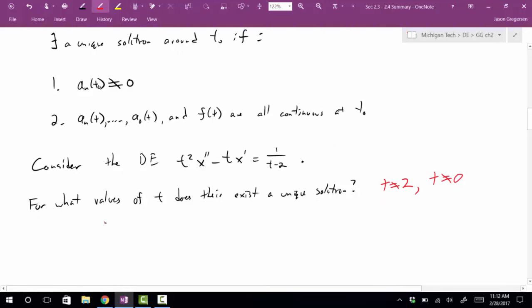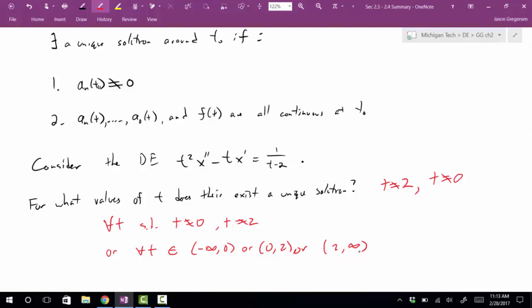So where does there exist a unique solution? For all t such that t is not equal to 0 and t is not equal to 2. Or how about for all t in the intervals from negative infinity to 0, or 0 to 2, or 2 to infinity. Those are all valid solution intervals. So once again, all the coefficients are continuous and the leading coefficient is not equal to 0. Any questions about existence and uniqueness?